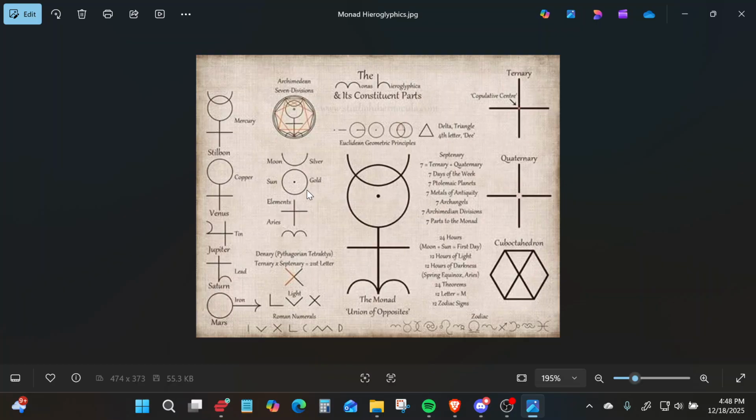Okay, I got you. So that's intentional. The sun and the gold is Egyptian. That's in some of the names.